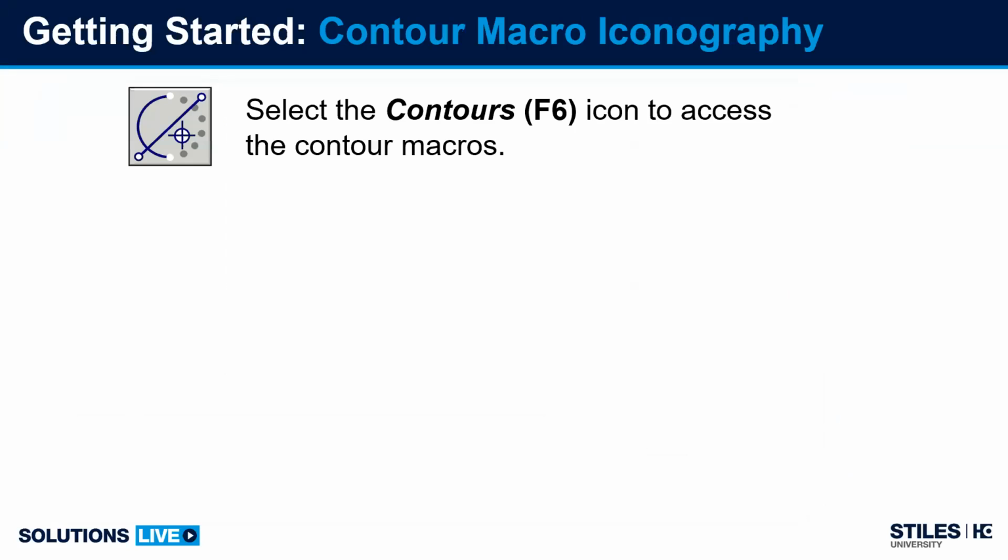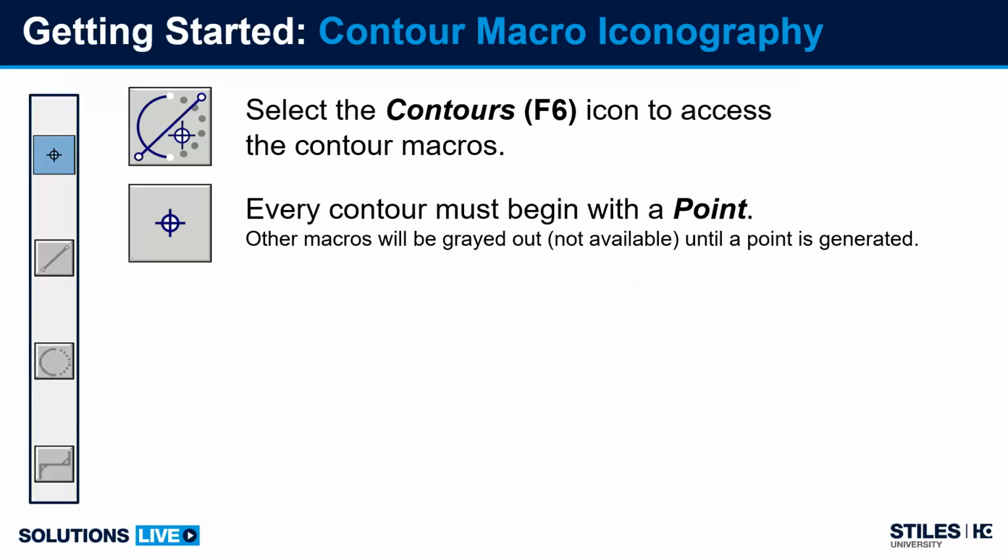Anytime we do this, F6 leads us off with a start point. Every contour has to have a start point. You'll notice in this illustration that the start point is the bullseye image, but the lines, the arcs, and the edits below that are grayed out. So you don't even have access to the lines until you create the starting point.